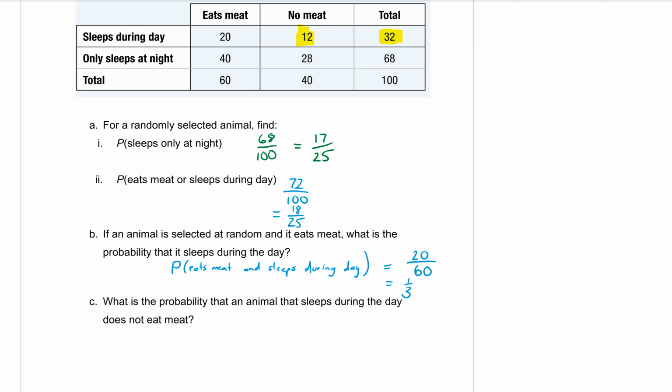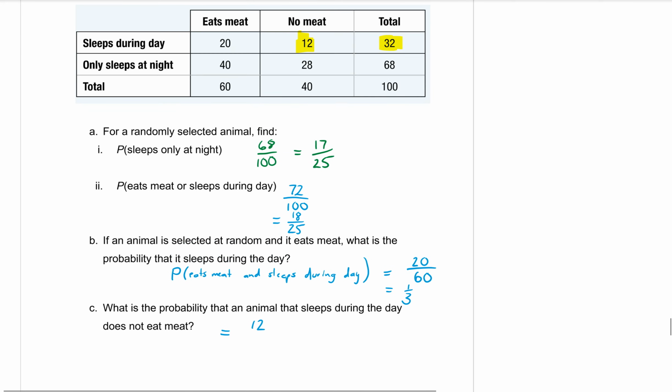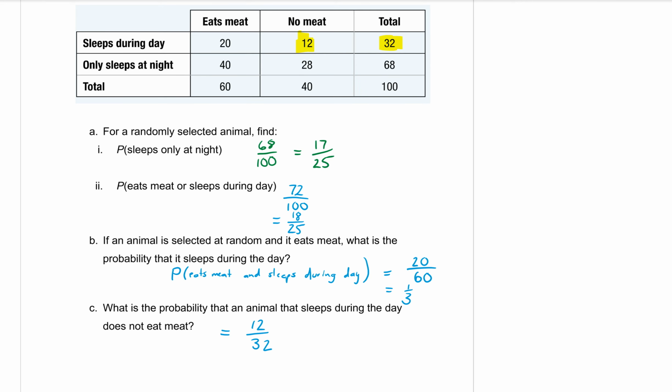So the probability, you could write it out in words, but I'm just as happy for you to write the fraction straight down. The probability would be the 12 that do not eat meat out of the 32 who sleep during the day, and simplify. So 12 out of 32 simplifies to 3 out of 8.